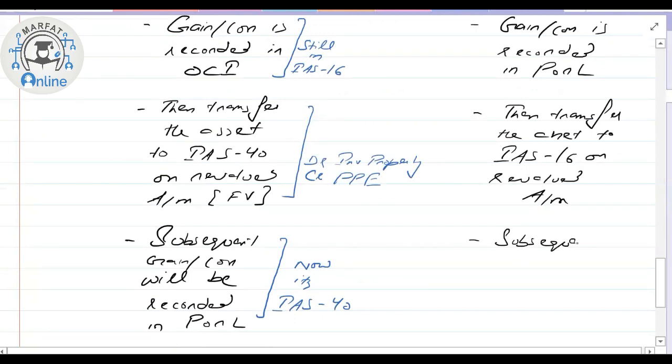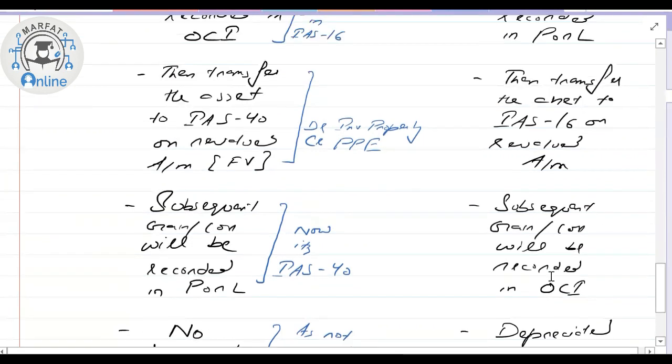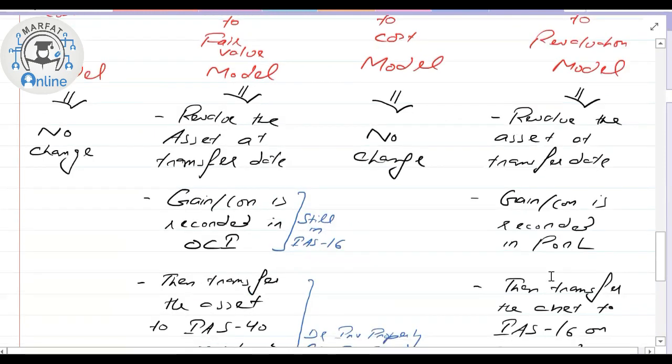Subsequent gain or loss will be recorded in other comprehensive income because now the property is in IAS-16, and depreciated as well because IAS-16 allows the depreciation to be charged on the revaluation model. So look, if the property is transferred from fair value to revaluation model, revalue at the transfer date.